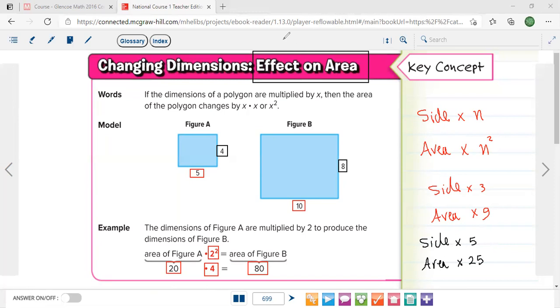So this is the rule we are working on right now. If you multiply a side by a number, we should multiply the area by the square of the number. Means the number times itself.